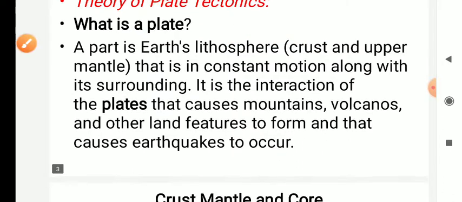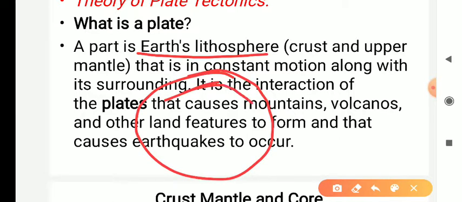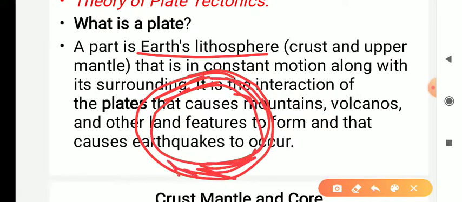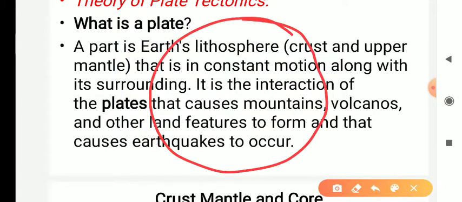A plate is a part of the earth's lithosphere. Lithosphere means the topmost rigid part. This is the earth, and the topmost rigid part is called the earth's lithosphere. The lithosphere is the crust and upper mantle. One more division of the earth is on the basis of its structure. This is the topmost layer of the earth.